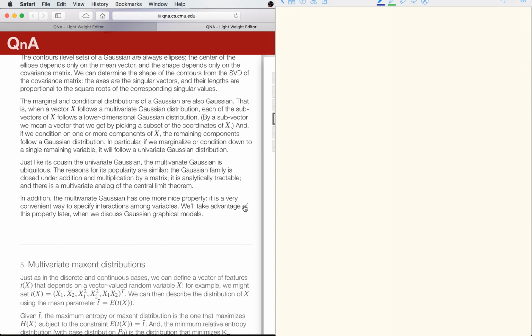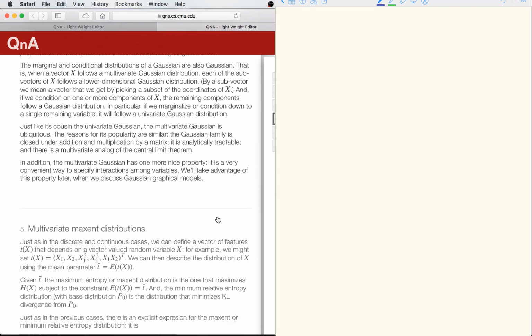In addition to the properties that make the univariate Gaussian nice, one of the things that people use multivariate Gaussians for all of the time is that it's a convenient way to specify interactions among variables. These interactions are called correlations, and we'll talk about them a lot more later.